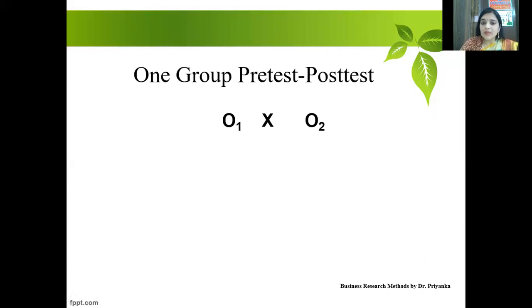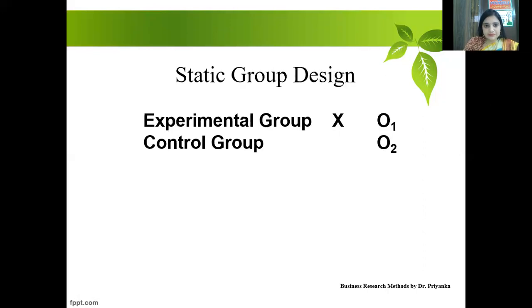Then one group pre-test, post-test. Pre-test means the observation taken before the experiment, and post-test means the observation being done after the experiment has been applied. So O1 is the dependent variable's value before the test, then the experiment is being done, X is your independent variable, you have manipulated the value now, and then O2 is the observation of the dependent variable after the experiment is done. So that is post-test.